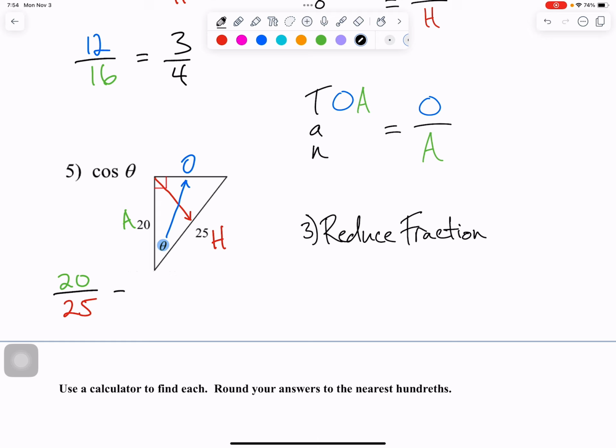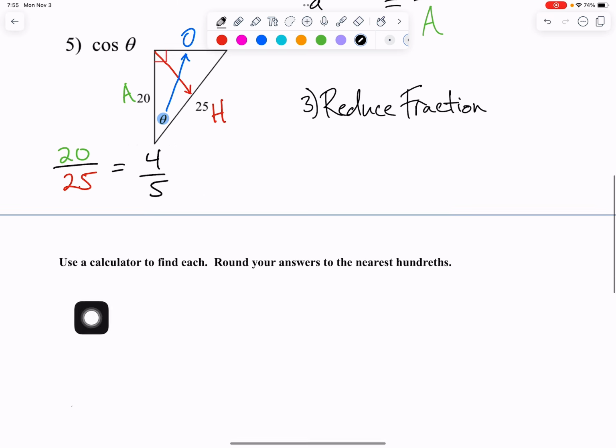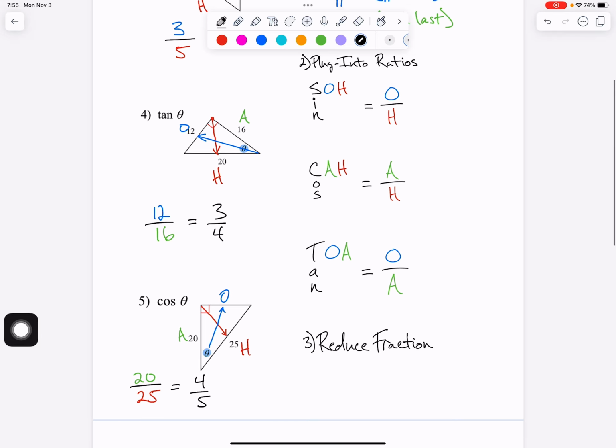And again, we will reduce this fraction. The greatest common factor that goes into both is 5. 20 divided by 5 equals 4. 25 divided by 5 equals 5. And we are done with today's. The rest is simply just entering in the calculator and rounding. This is the focus for today, though.